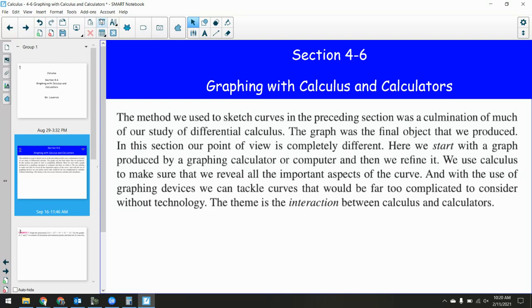So what we're going to do is use calculus to make sure that we reveal all the important aspects of the curve. And based on the things that we know from algebraically working with those functions through calculus, we can highlight those pieces of the graph. Okay. With the use of the graphing device, we can tackle curves that would be far too complicated to consider without technology. The theme is interaction between the calculus and the calculators rather than just doing it on our calculator and doing it with calculus. How do we combine those things? How do we think about those things in the same respect?